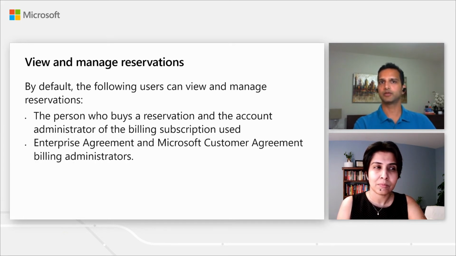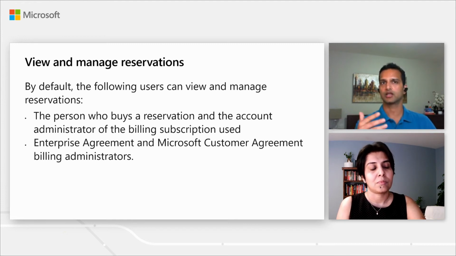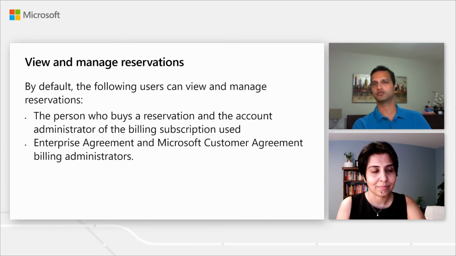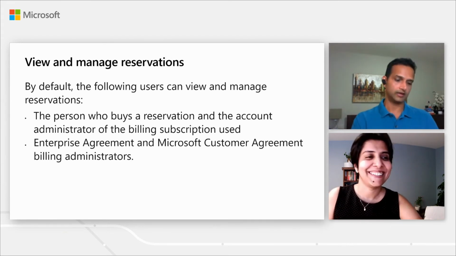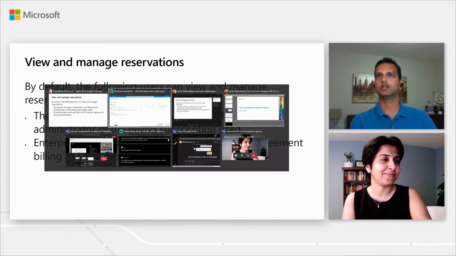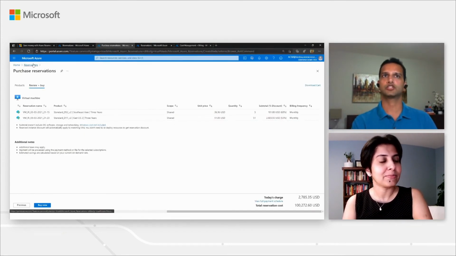The second set of people is enterprise agreement and Microsoft customer agreement billing administrators. They have access to all reservations and they can go and see, manage, exchange, optimize. They can do everything with reservations. They don't need to be added explicitly. And this is something that we just recently enabled. It's still in preview, but we're looking for your feedback and expanding this feature, building on it. I know that's been a loud ask, right? It has been, yes. And let's go into a demo here, which is how to see your reservations.